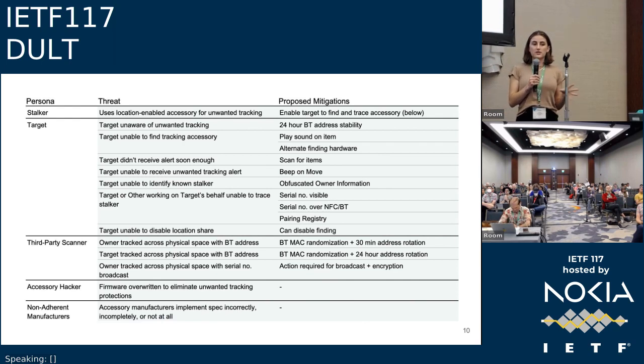I will finally mention that there's additional risk if accessories are hacked or if manufacturers do not implement the same kind of Bluetooth advertisement in a standardized way. But I want to emphasize that the biggest threat here is allowing victims to find the accessories that are today in the wild being used to track people, without any standardized or interoperable way of victims detecting these accessories. So those might be threats that we address in the future.